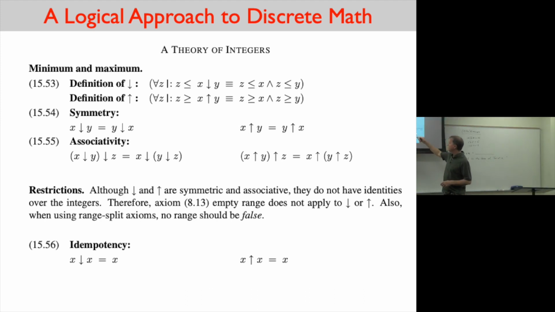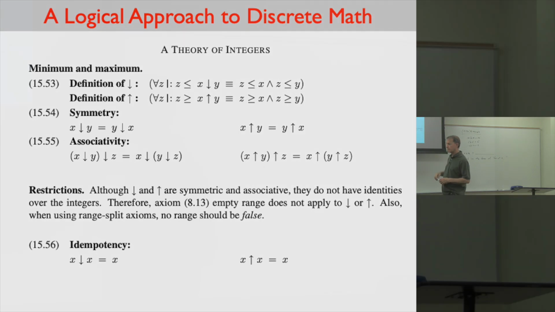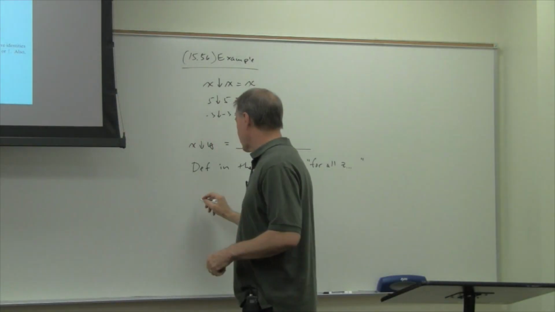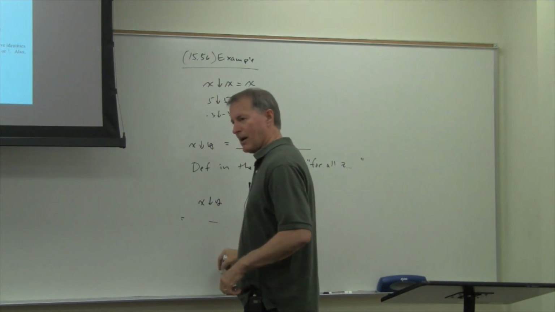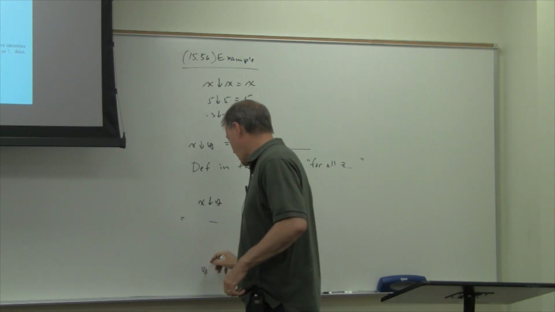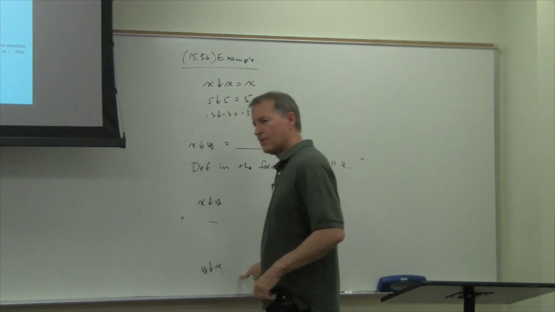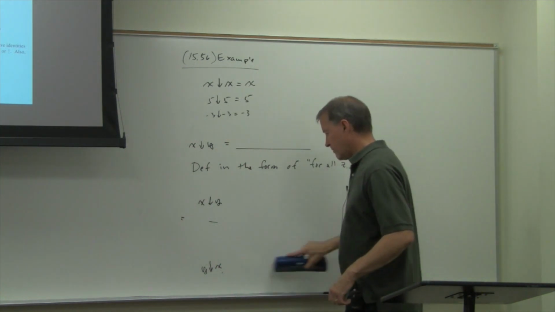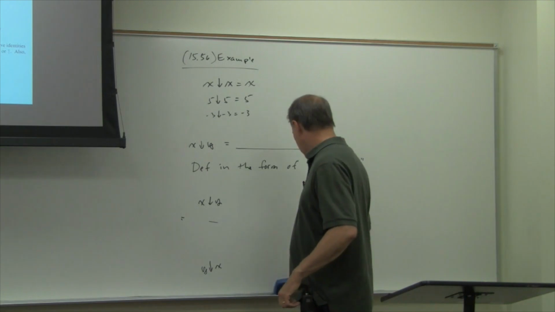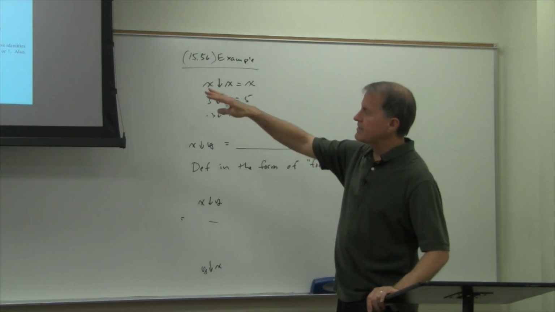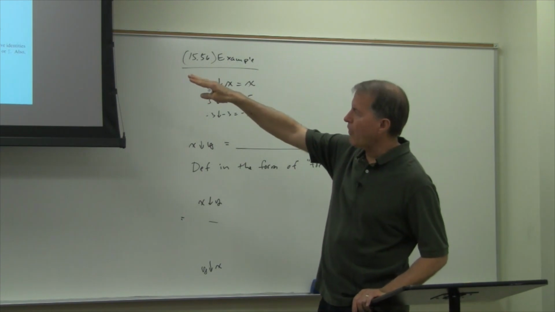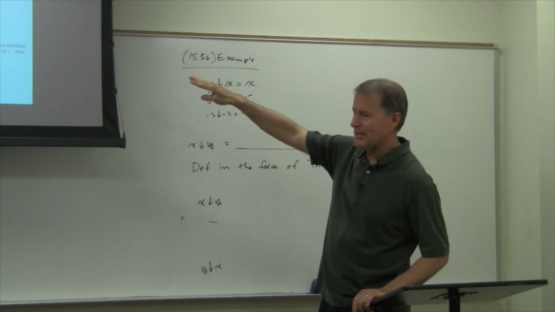We're going to prove 15.54, symmetry. So we're going to prove x min y equals y min x. Well, we can't just start with x min y equals blah, blah, blah, and then in the end get y min x. We can't do that. We have to use the body of the quantification. But the thing of it is that the body is under a for all z. You see what I'm saying?